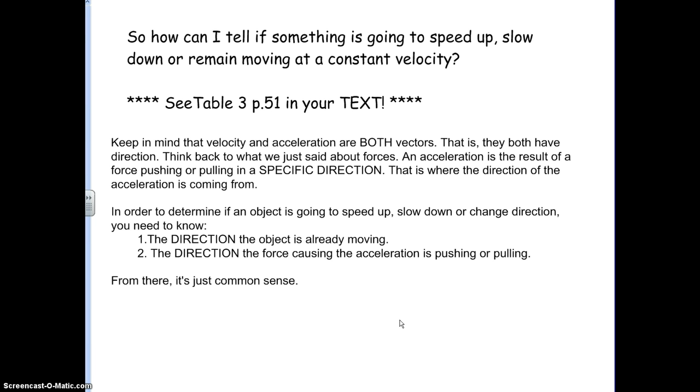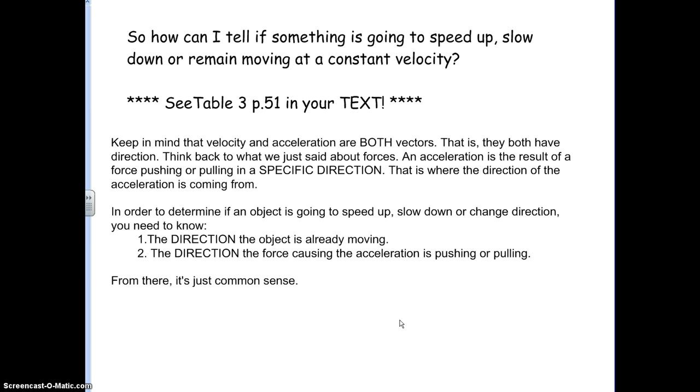So is it possible that something could have a negative acceleration and still speed up? The answer is yes. If it was already moving in a negative direction, like down or left or backward, and something pushed or pulled it in the same direction it was already going, it would be a negative acceleration, because positives and negatives in physics are directions. So you're pulling or pushing it in a negative direction.